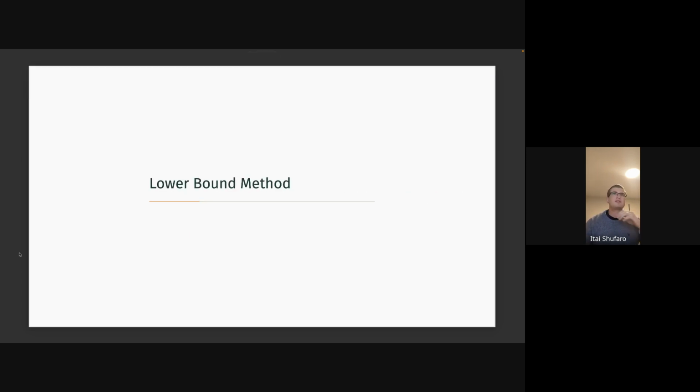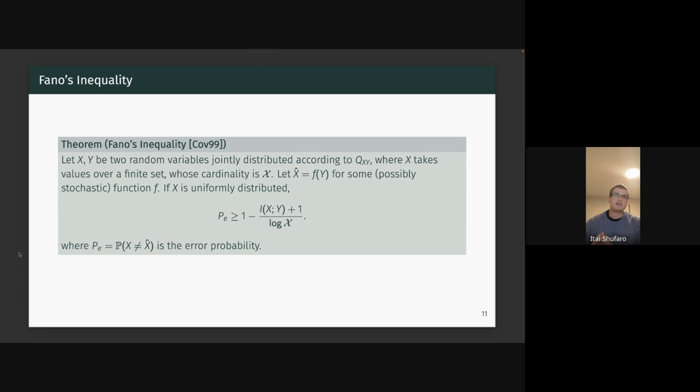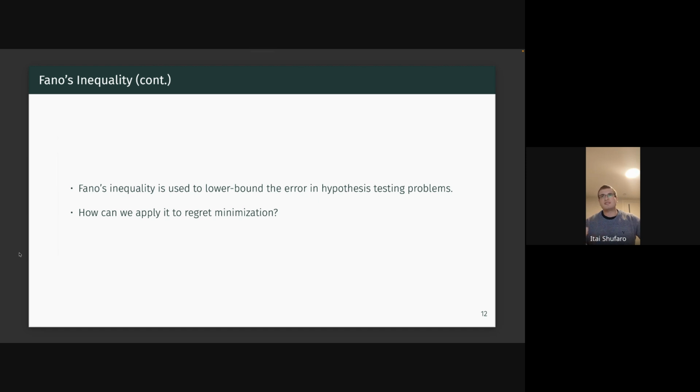Our lower bound, or more specifically our general method for obtaining lower bounds, is heavily based on Fano's inequality, which we state here. Without diving too deep, let's say we have two random variables, X and Y, that are jointly distributed, and X takes values over some finite set. Fano's inequality essentially lower bounds the error probability when trying to predict X using only the information present in Y. Fano's inequality is also widely used for lower bounding the error in hypothesis testing problems. The main question that followed us in this part is how Fano's inequality can be applied to lower bound the regret, or how we can apply it to general regret minimization problems.